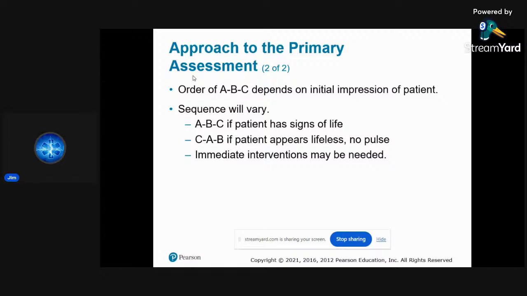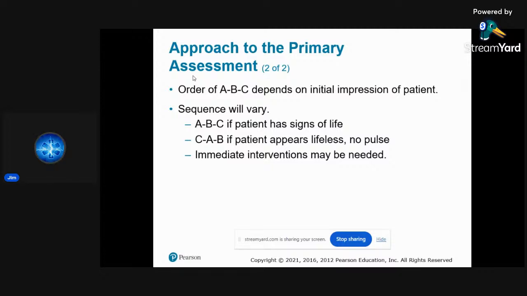Now, our normal order on our patients is going to be A, B, C, depending on initial impression. So if we have a patient that has signs of life, we'll go airway, breathing, circulation. That's how we'll check it. However, if they're unresponsive, like lifeless or no pulse, it'll be CAB, circulation, airway, breathing. So we'll start CPR with compressions. And then we'll do our open airway, then we'll do our breathing.